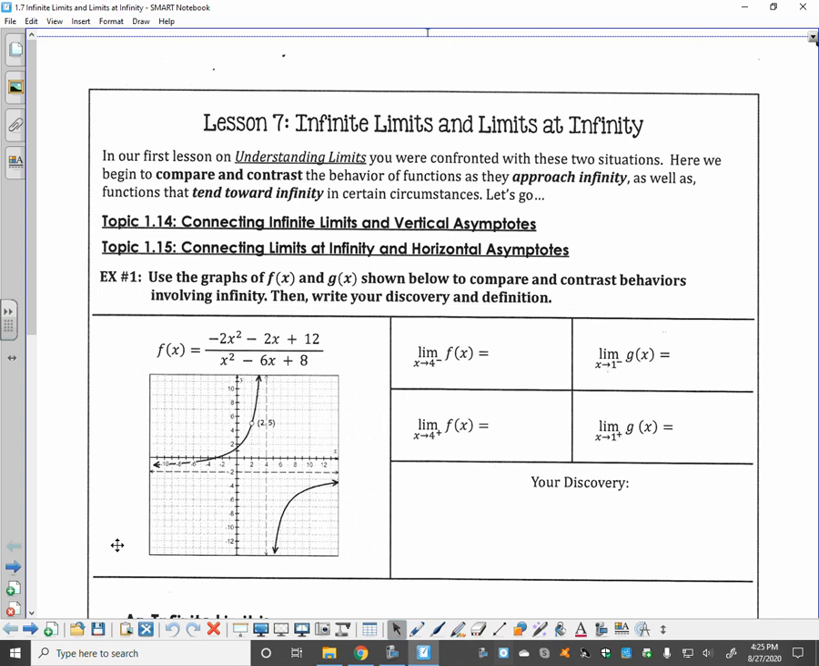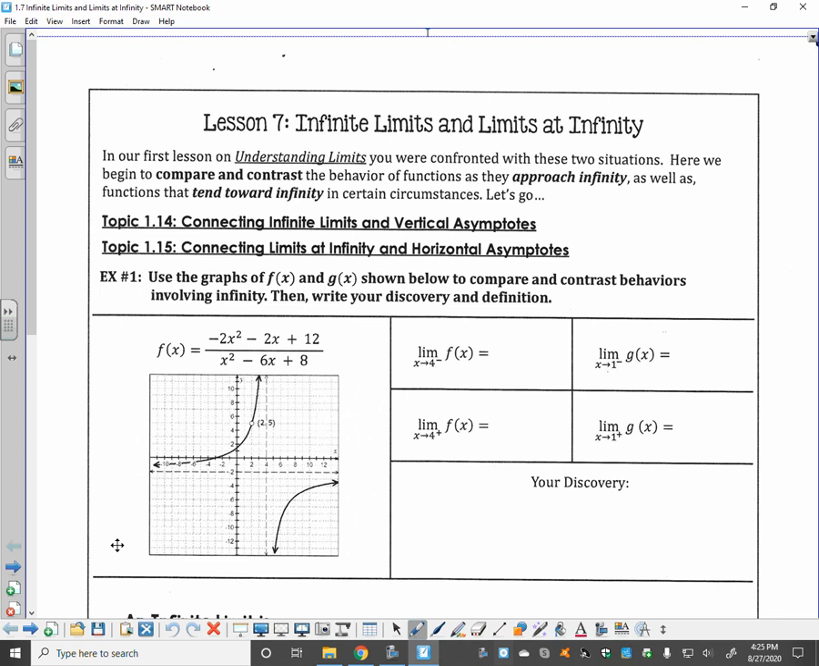In our first lesson on understanding limits, you were confronted with these two situations. Here we're going to begin to compare and contrast the behavior of functions as they approach infinity, as well as functions that tend towards infinity in certain circumstances. So here we go. We're going to use the graphs of f and g shown below to compare and contrast behaviors involving infinity, and then we're going to write our discovery and our definition. Actually, we're just going to talk about them. We're not going to write them.